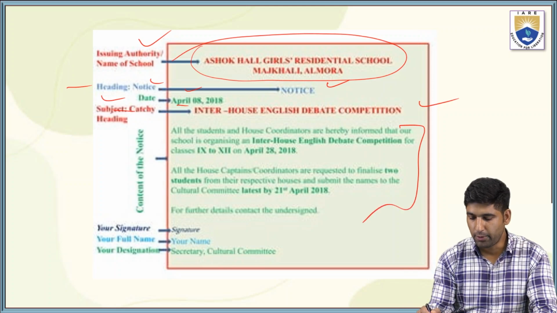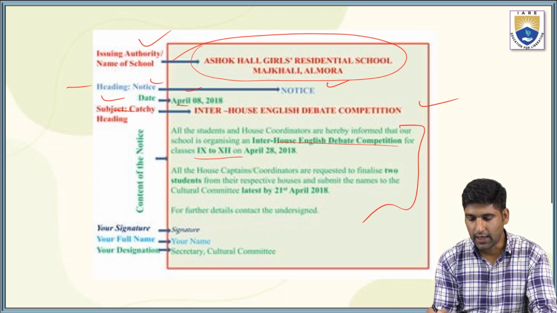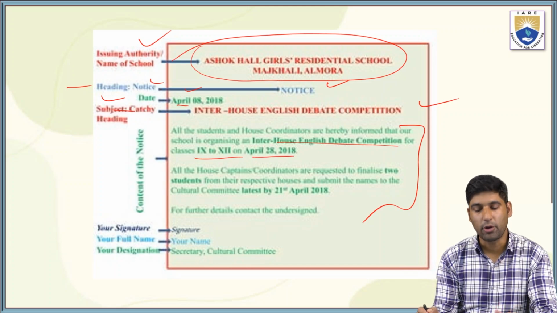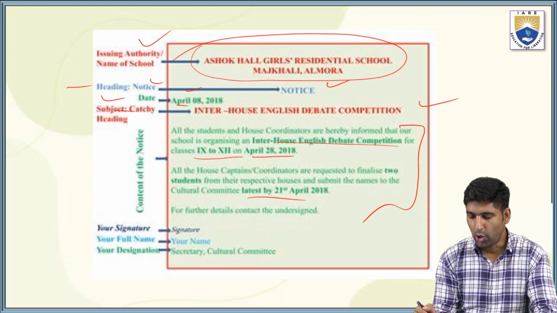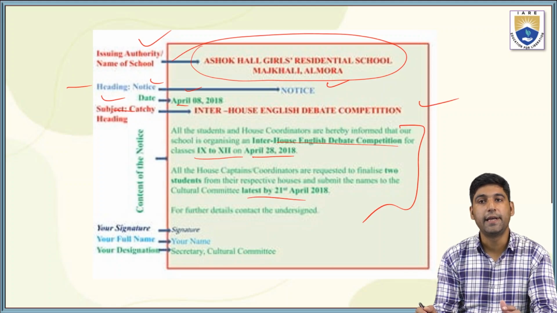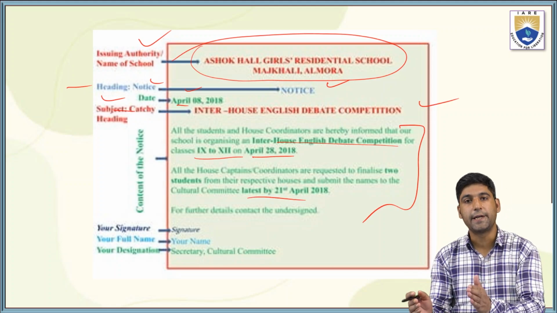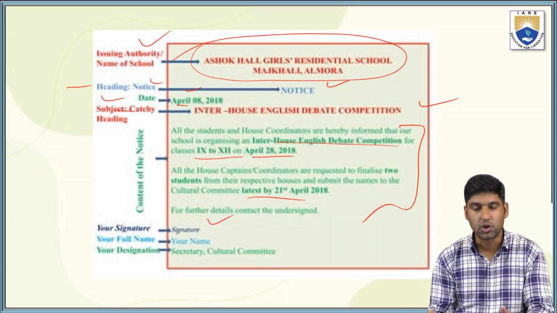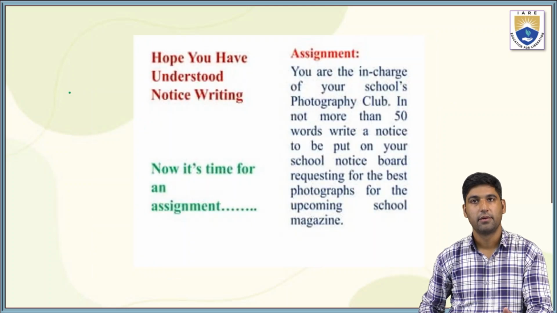Then body. Body contains the name of the event. Body contains the classes, the audience which we require. Body contains the date of the event. Body contains up to which date the names can be accepted by the authority. And there is the signature of the issuing authority. There is the name and there is the designation.